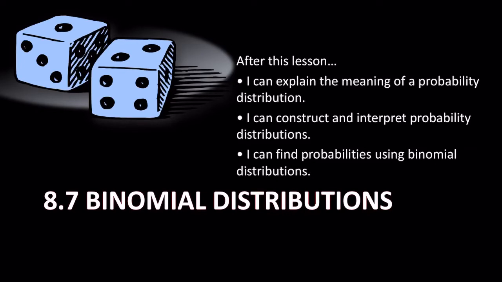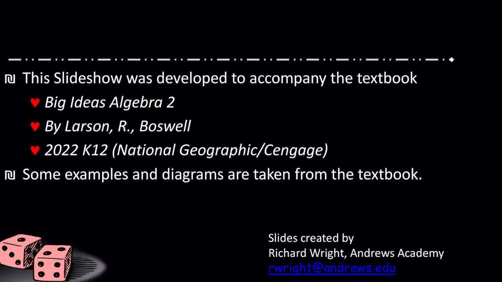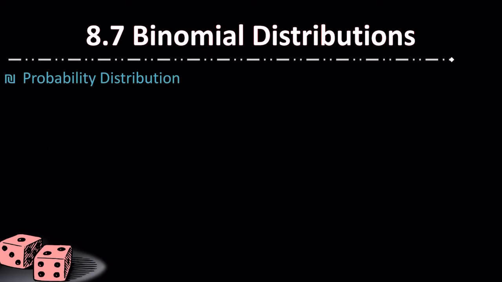Lesson 8-7, Binomial Distributions. We're not going to confuse binomial distributions with the binomial theorem from the last lesson. The binomial theorem is how to expand something like (x + 2) to the 10th. Binomial distribution is probability. Completely different, except the names are similar.